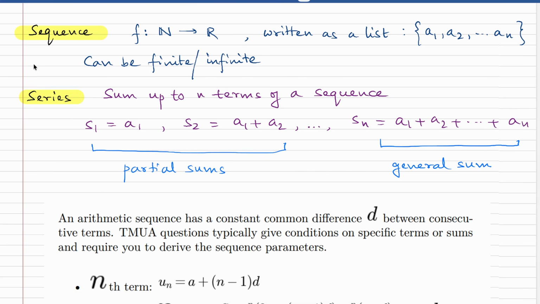Hello everyone, today we are going to study the second chapter in ESAT Mathematics 2 paper. This chapter is on sequences and series, and it also includes a section on binomial theorem. So let us quickly define the terms.